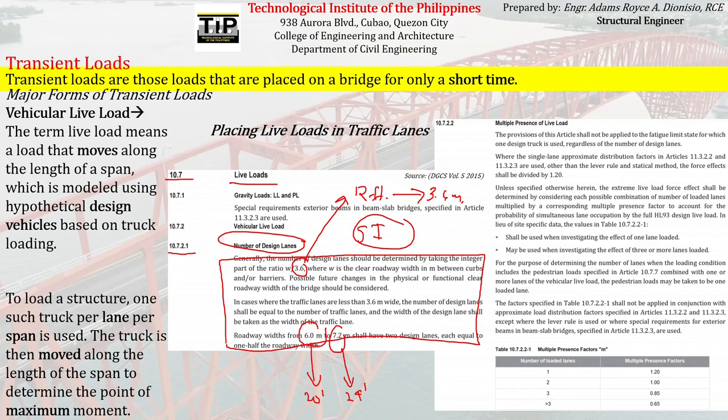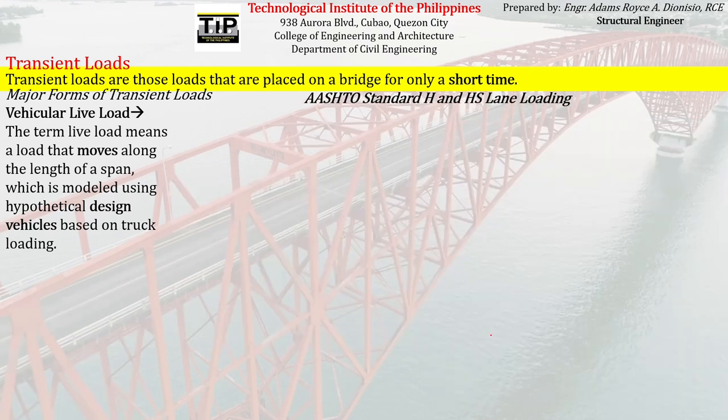Yung sa multiple presence of live load. Same provision lang din naman as what we have read a while ago. Same table actually. So, ano lang yung naging disadvantage ng DGCS? Siguro, because it doesn't have the commentary. Although, okay lang naman kahit wala yung commentary kasi it's not actually part of the provision. It's not actually part of the code. Pero, yun nga. Since it brings additional information about the code provision, might as well. Diba? It will contribute something to the reader of the code. Diba? Although it's okay lang naman. Depende lang naman sa gumawa ng code. Okay? So much for the standard H and HS truck loading that we have discussed a while ago.